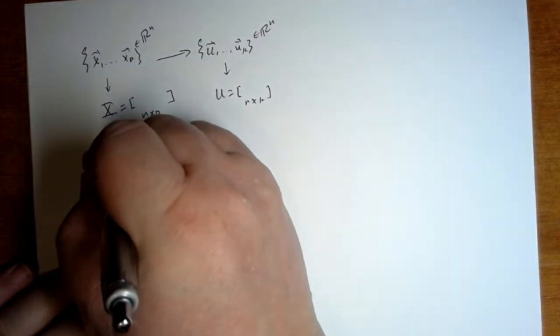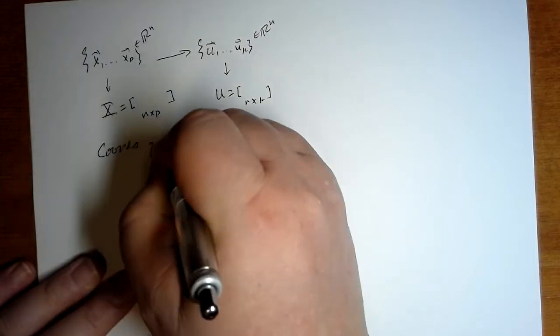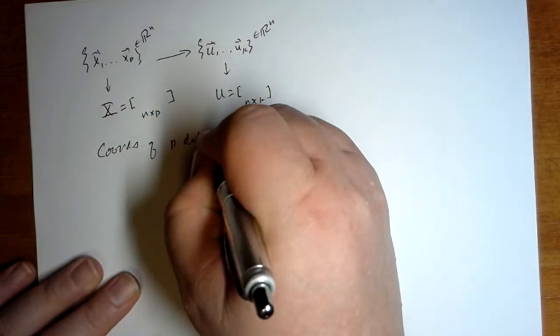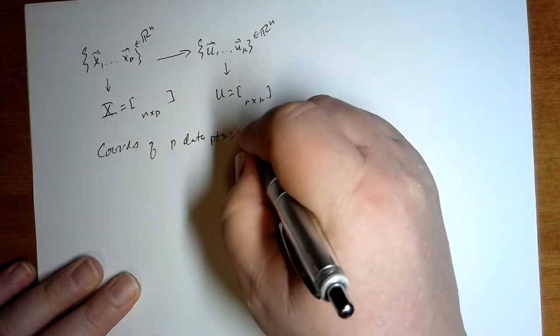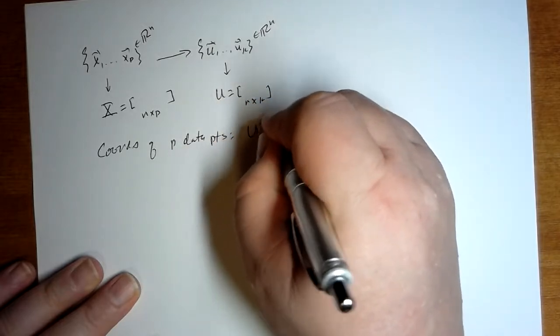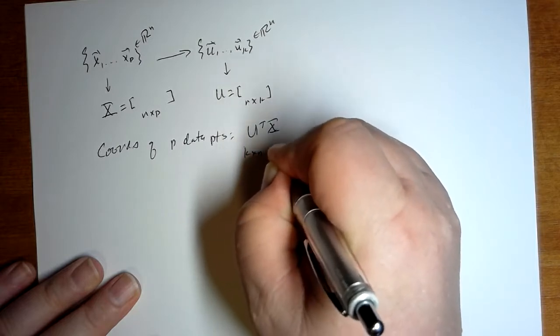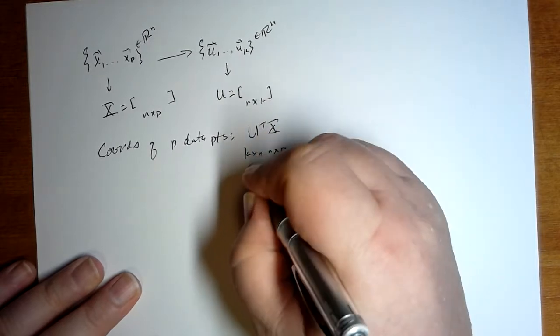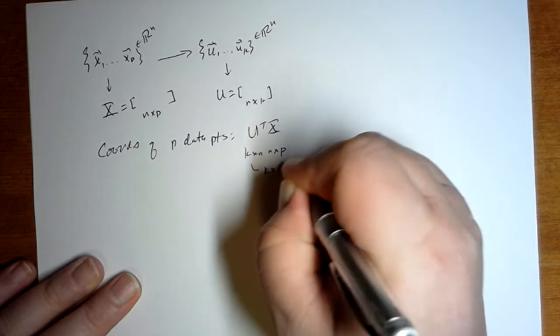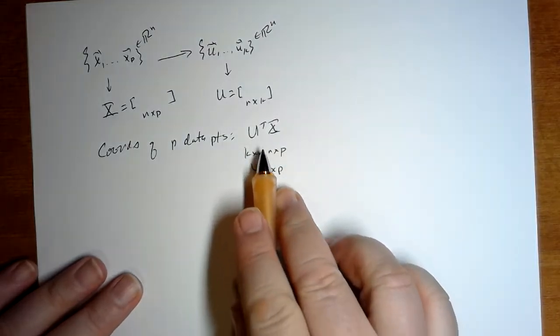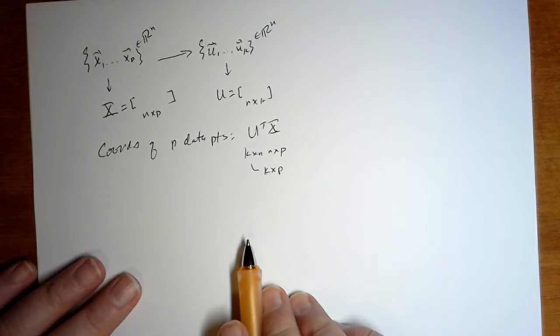The coordinates of the p data points is given in matrix form by U transpose times X, right? That's k by n by p. So this is k by p. So this is p points in R k.